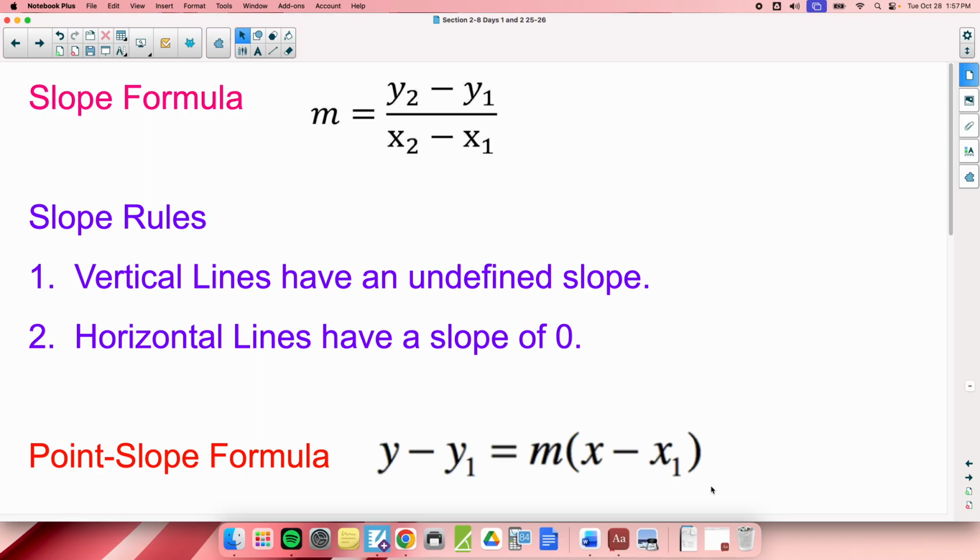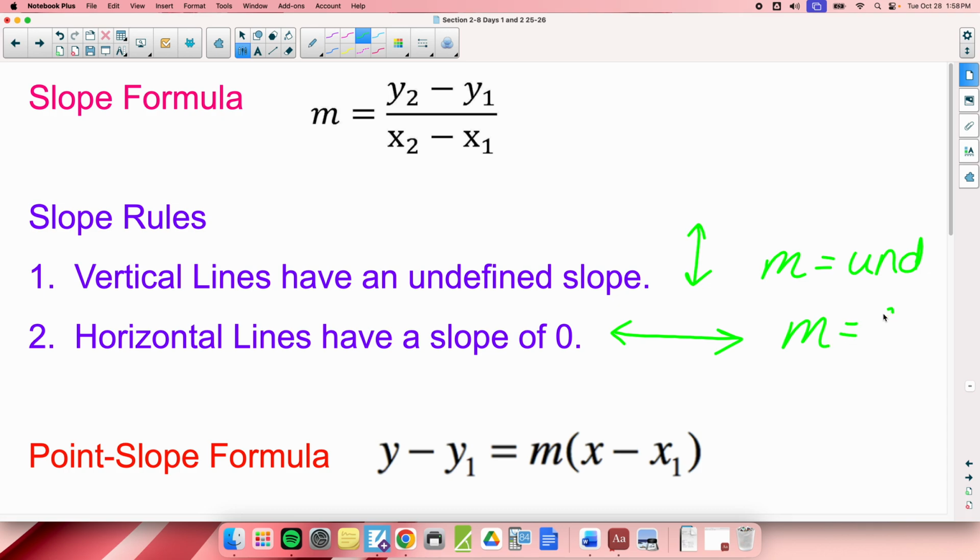We also talked yesterday that there are going to be times where you have a vertical line and you should actually like that because then you can just say your slope is undefined, okay? This isn't in the notes, but this is on your cheat sheet, okay? And then for a horizontal line, we talked about the fact that your slope is 0, okay?